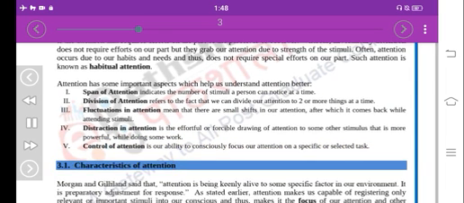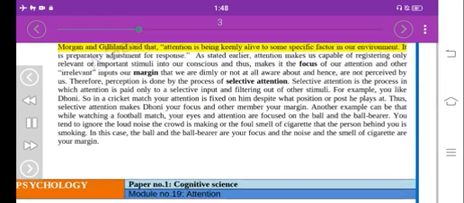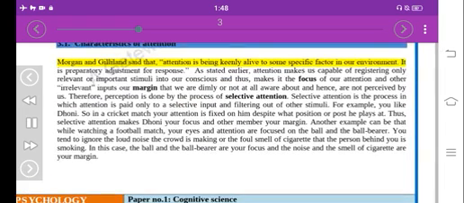Characteristics of attention. Morgan and Gilliland said that attention is being keenly alive to some specific factor in our environment. It is preparatory adjustment for response. As stated earlier, attention makes us capable of registering only relevant or important stimuli into our conscious and thus, makes it the focus of our attention, and other, irrelevant, inputs our margin that we are dimly or not at all aware about and hence, are not perceived by us. Therefore, perception is done by the process of selective attention.